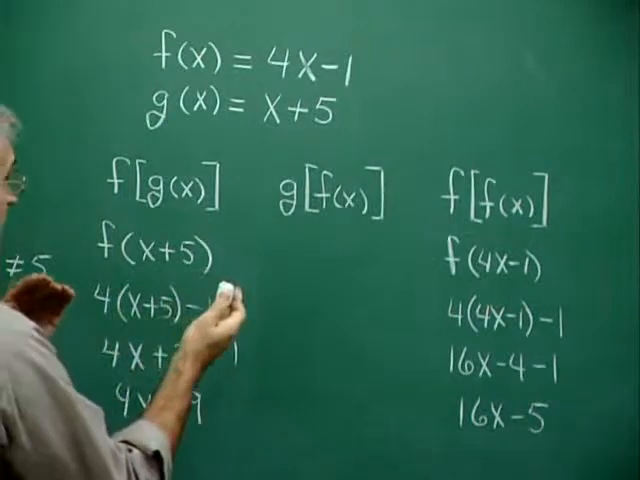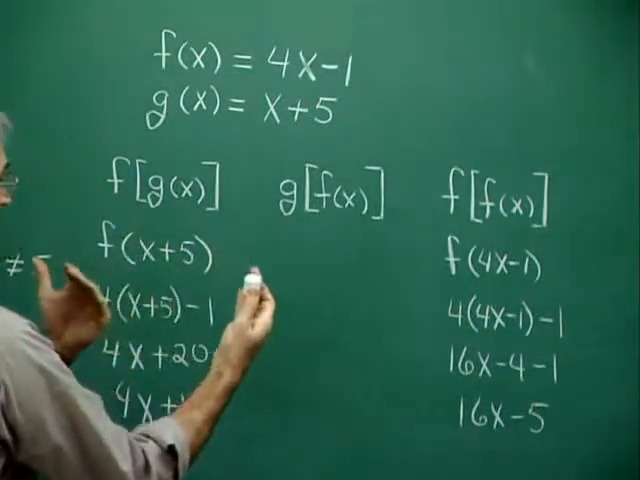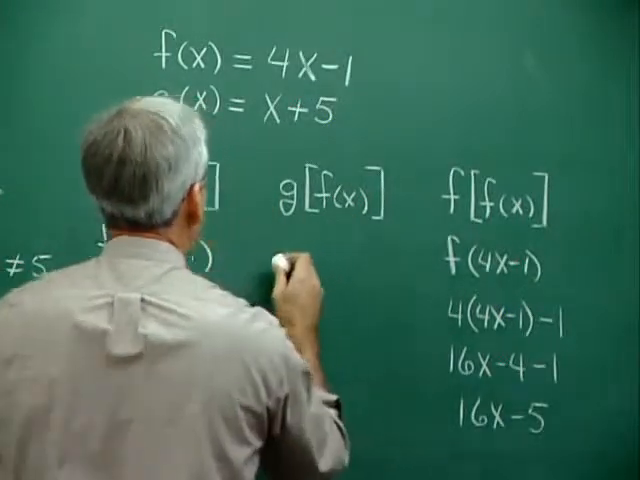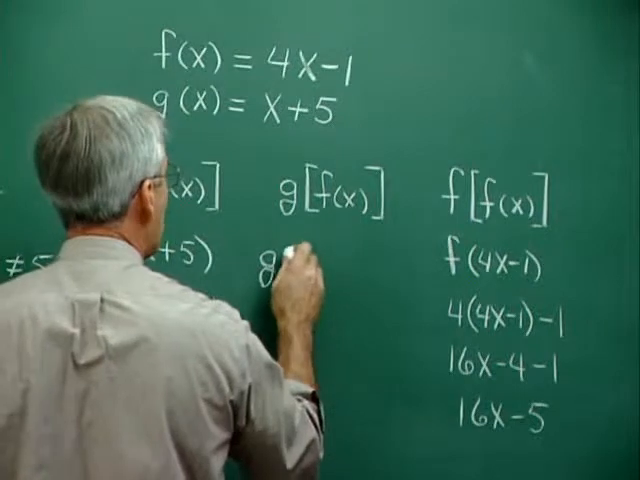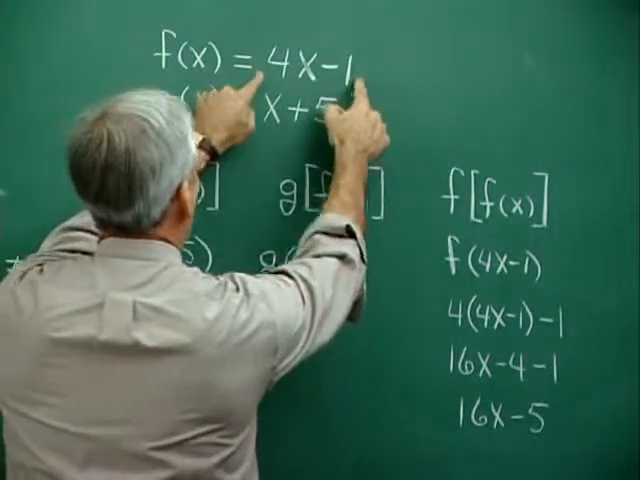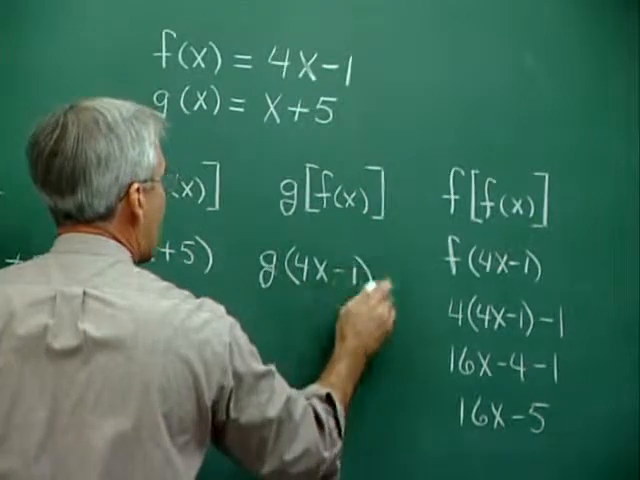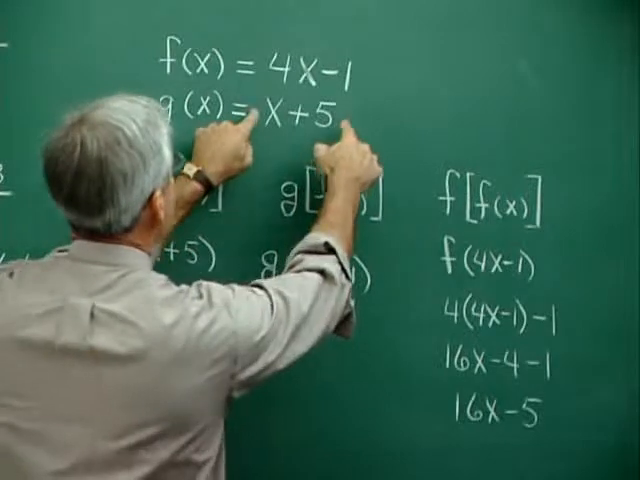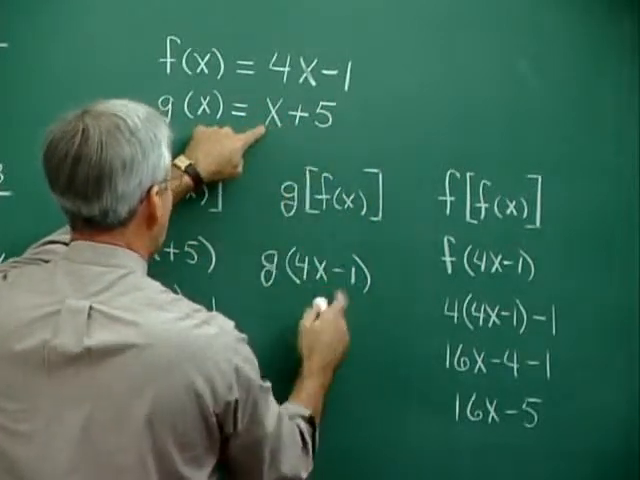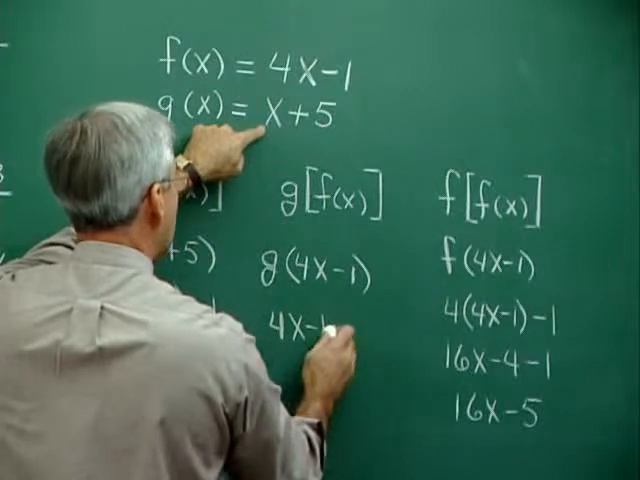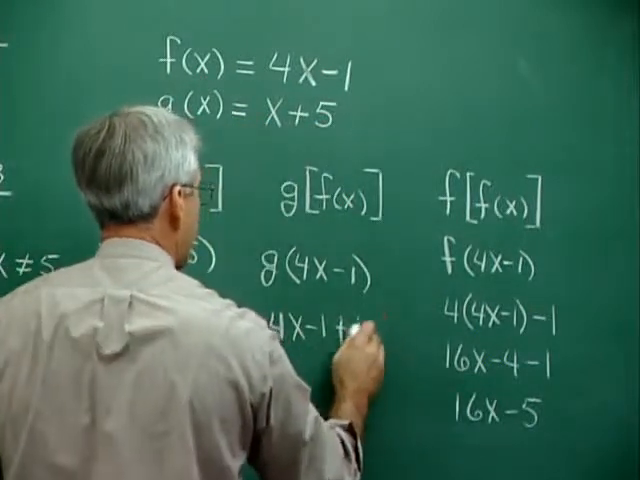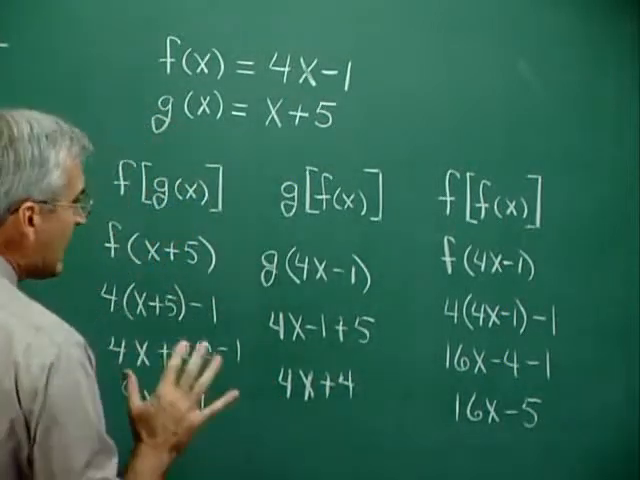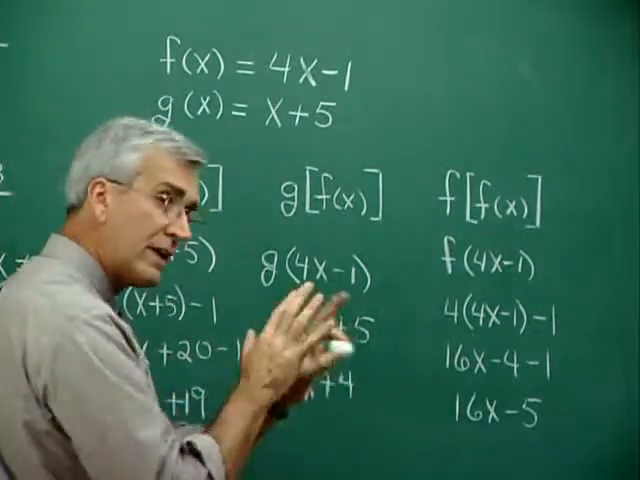Now let's go the other way. Let's compose the two functions in the other direction. That is, let's put the f function into the g function. So it's g of f of x. And following the notation, it's g of, well, what is f of x? F of x is the 4x minus 1. And then g of that means in the g function, replace x with that binomial. Here's the g function, replace that x with this binomial, and we would have 4x minus 1 binomial plus 5. So 4x plus 4.